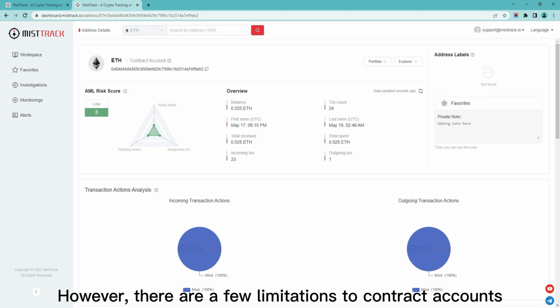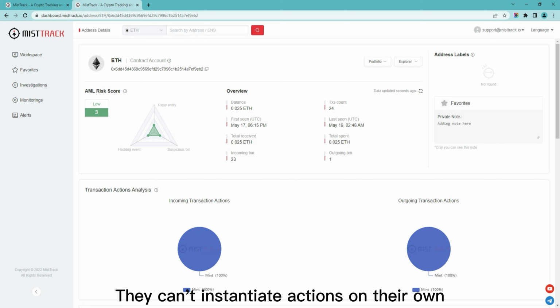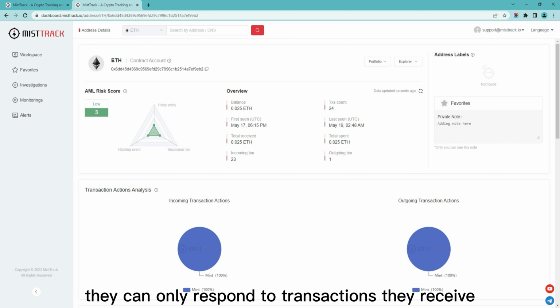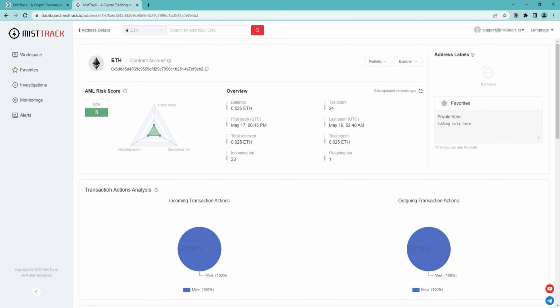However, there are a few limitations to contract accounts. They can't initiate actions on their own. They can only respond to transactions they receive, usually from an EOA.